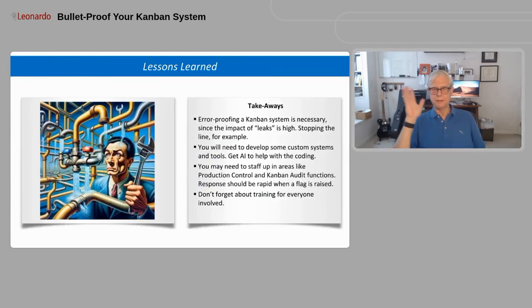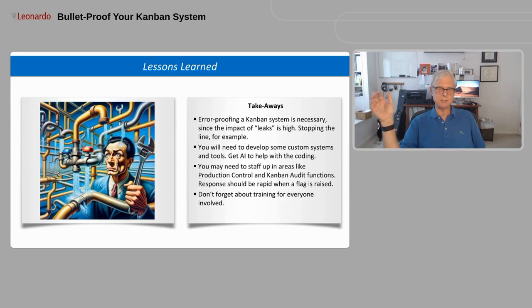So, lessons learned in this webinar. We're reaching the end here. Error-proofing a Kanban system is necessary, since what happens when you have a leak, that's what you see in this little weird DALL-E AI image. When you have a leak, it has serious repercussions, potentially stopping the line.